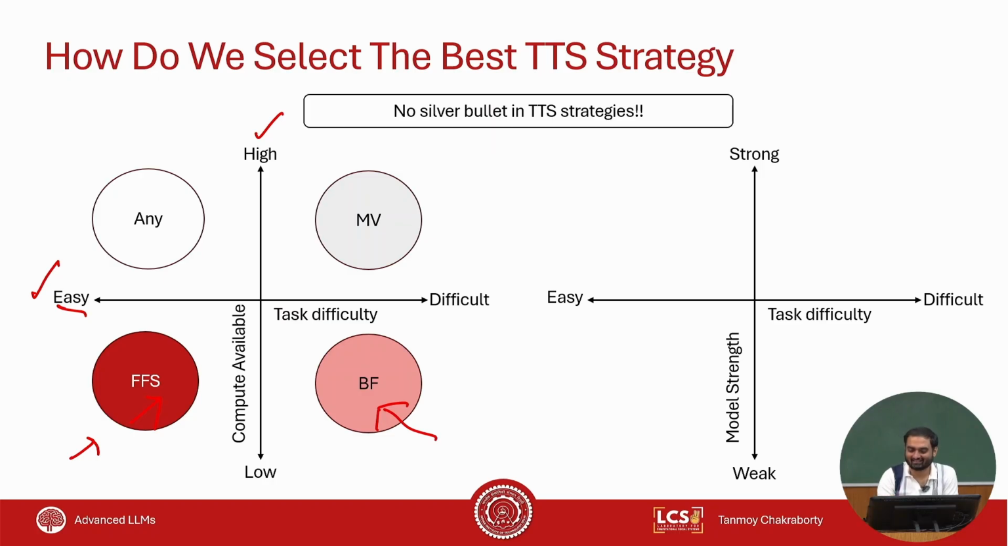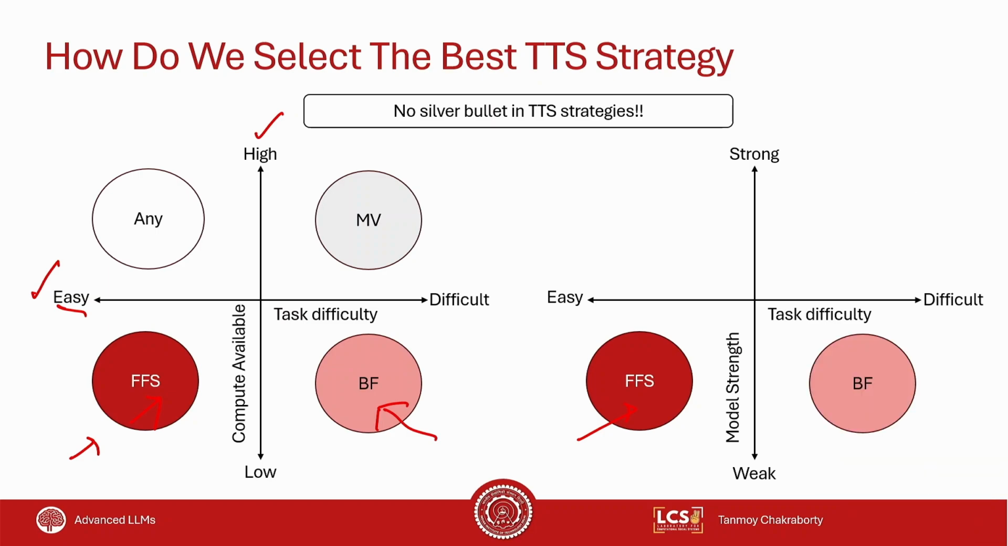All right, then let's look at the second figure. The x-axis is the same, easy and difficult. The y-axis is model strength, the weak model and strong model. If you have a weak model and an easy question, then FFS, same reason. Weak model, difficult question, maybe BF. Strong model, difficult question, MB, and easy and strong, anything. Okay, so there is no silver bullet as such. You have to choose your model according to your tasks. Okay, thank you.